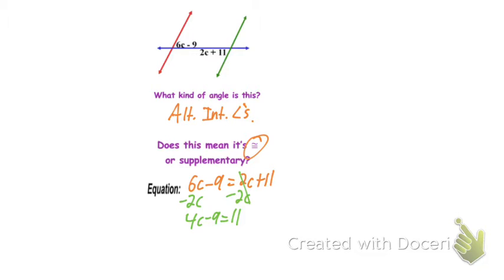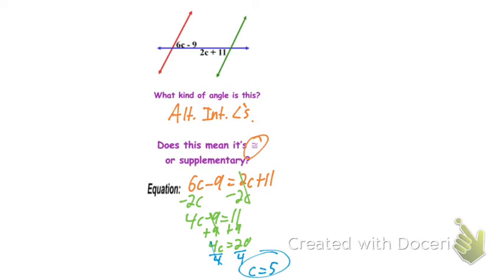Dylan, what would you do now? I would add the 9. Great call, adding the 9 to both sides. Get that away from the c. Then you get 20. 4c equals 20. Tristan, what would you do now when it's 4c equals 20? Divide by 4. Nailed it. And Tristan, what does c equal?